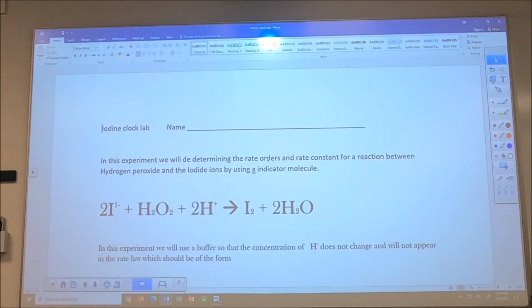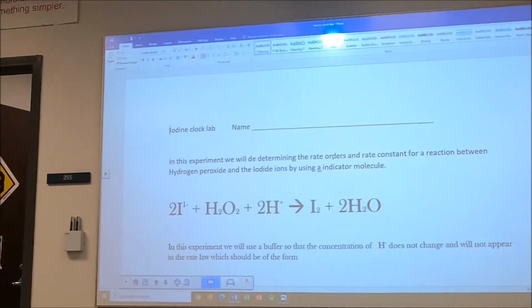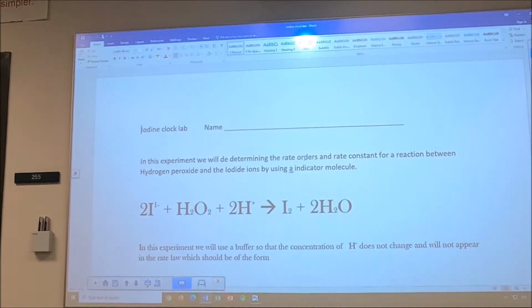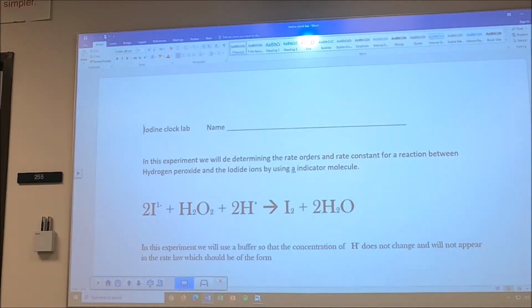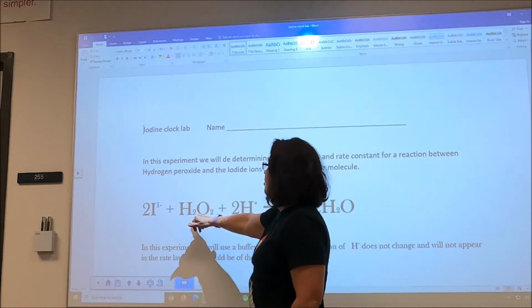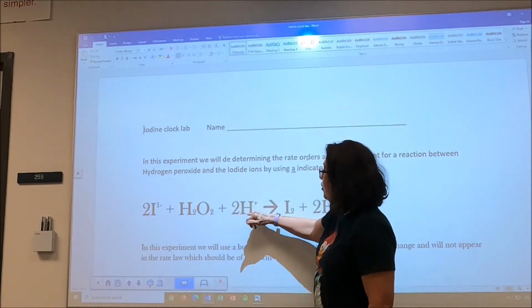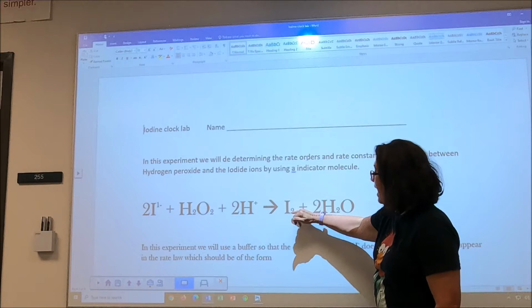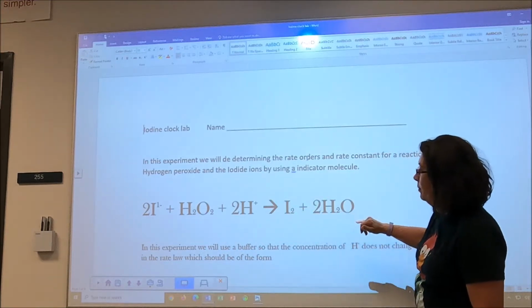This one is a kinetics experiment where we're going to be looking at determining the rate orders for the iodine clock reaction. Now, just a reminder, a rate order is a coefficient, well, I'll show it to you in a minute. The reaction we're looking at as part of our experiment is 2 iodide ions plus hydrogen peroxide plus 2 hydrogen ions going to iodine and water.